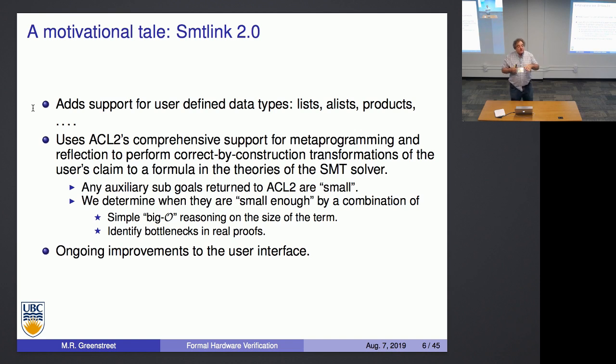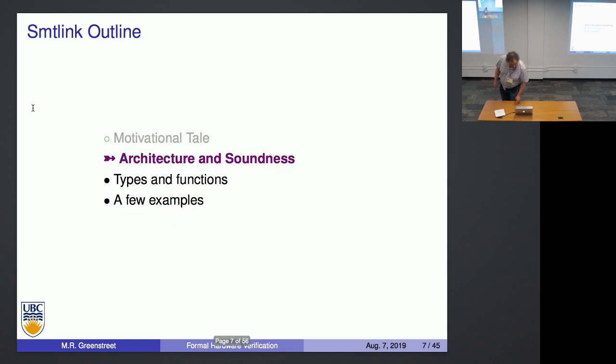And can I guarantee that if I decompose my problem nicely, all the pieces I hand back to ACL2 are also similarly small pieces? So big O reasoning helps us a lot. And then the other thing is you try real proofs and you find out where it hangs. You come back and attack it. And so we're making ongoing improvements to the user interface. Okay, so that's why we're doing this.